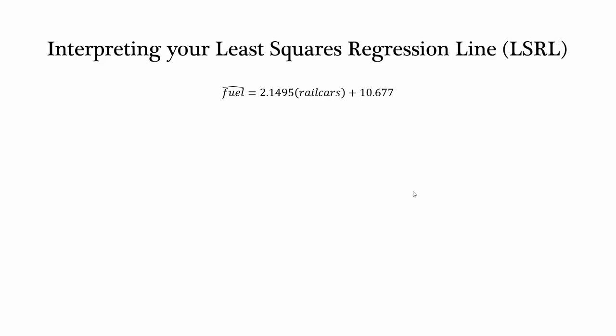Well, that's because the regression equation does not tell me how much fuel a train needed with a particular number of railcars. It provides me a prediction for how much fuel a train will need with a particular number of railcars.